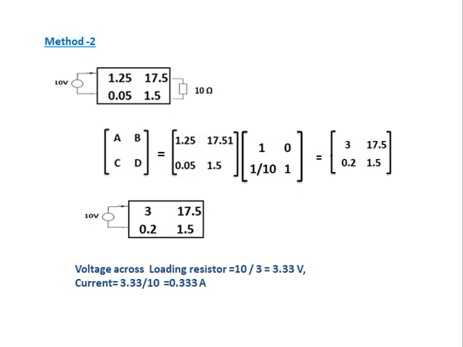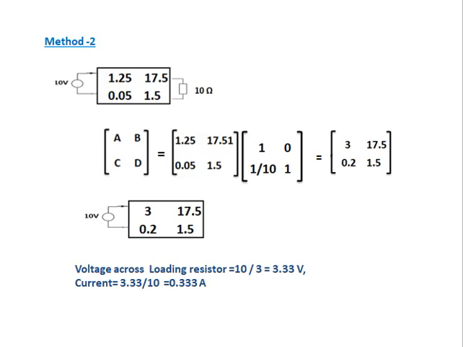Loading resistor 10 ohm is connected across the output terminal of a circuit having the ABCD parameters 1.25, 17.5, 0.05, 1.5. Since the 10 ohm is connected in parallel to the circuit, the ABCD parameter of the 10 ohm is 1, 0, 1 by 10, 1. Multiplication of these two matrices gives the total ABCD parameter, that is 3, 17.5, 0.2, 1.5.